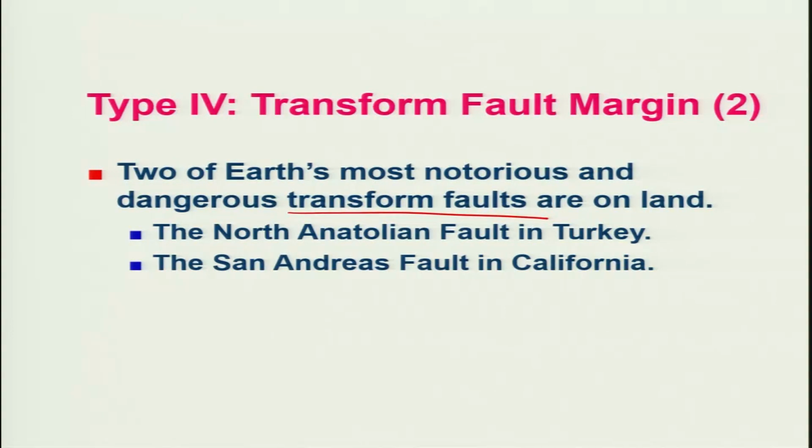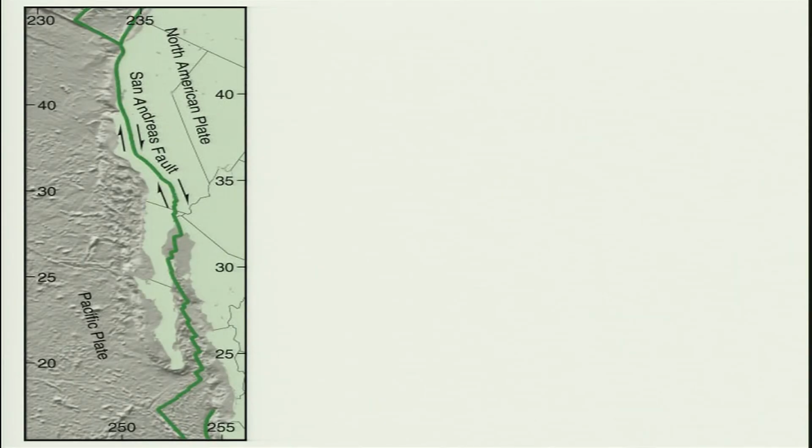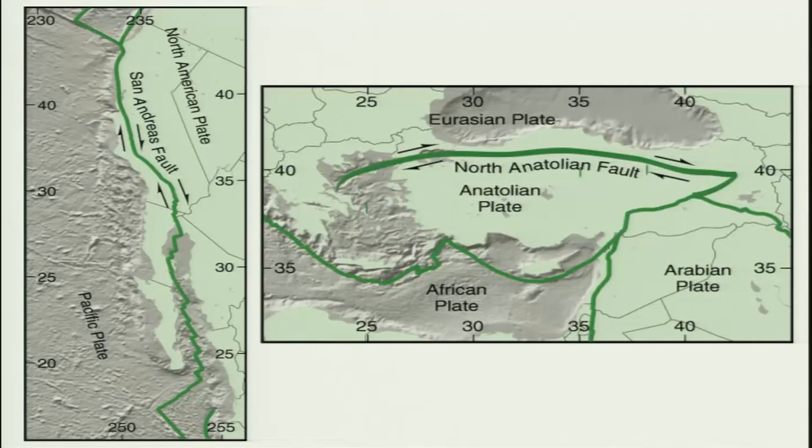So welcome back. In the previous lecture we discussed transform faults, and the most notorious and dangerous transform faults, other than the mid-oceanic ridges, which are evident on the Earth's surface, are the North Anatolian fault in Turkey and the San Andreas fault system in California. So these are the two major fault systems.